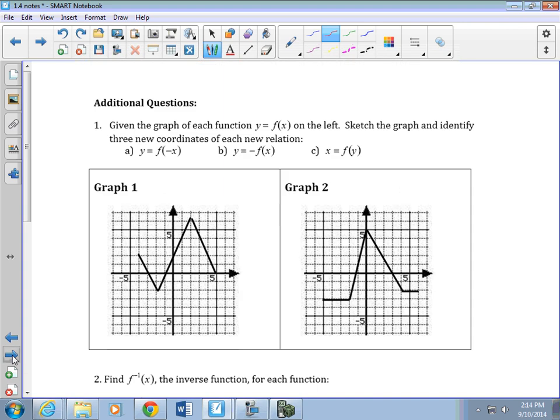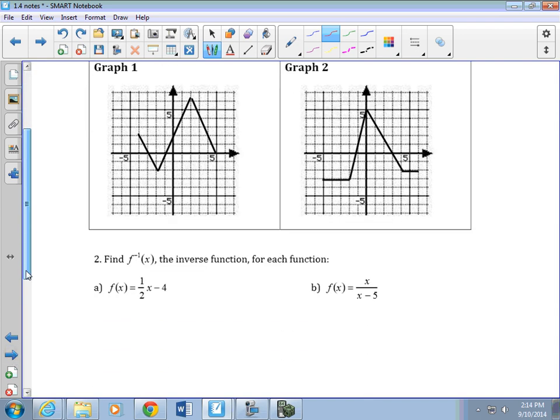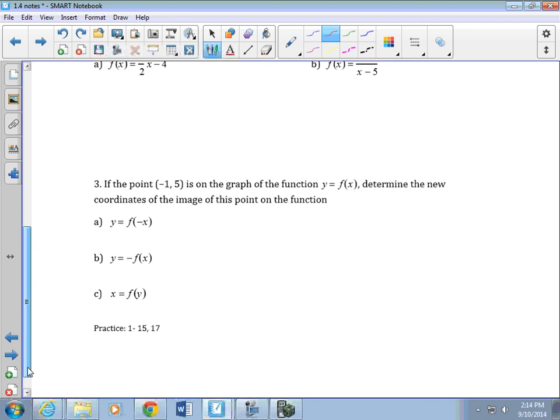And the last page was just some additional questions. And I'm not going to do these ones. If you want to try them, and then you can come and show me, and I'll tell you if you did them right or wrong. But they're basically just the same thing as I did in those last examples. Okay, so your practice is on page 1. Oh, I didn't put the page number, sorry. Questions 1 to 15 and then number 7.